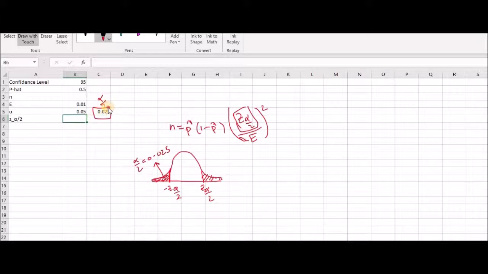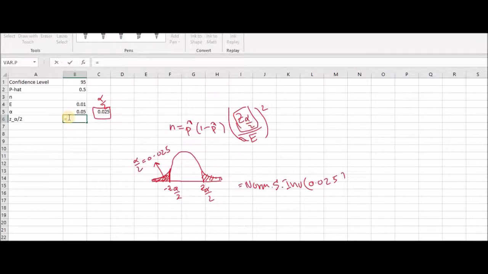This is alpha divided by 2. To find this number that is the cutoff for the bottom area, I'm going to use the function norm dot s because I'm talking about z-scores. And this is the standard normal distribution. And I'm going to use the inverse function because I was given the area to the left of the number and I wanted to find that number. And then I'm going to put the area right here and compute it.